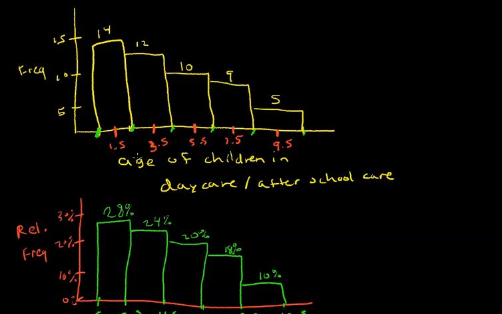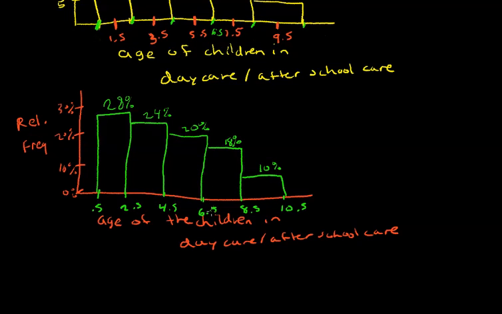Before, if you were asked a question like, how many children are more than 6.5 years old that attend daycare? Well, 6.5 is right here. You would answer that question using the frequency histogram. You'd say, 9 plus 5, so it's 14 children. Versus if you were to use the relative frequency histogram, you could tell the percentage of children that are more than 6.5 years. That'd be 18 plus 10, so 28% of the children that go to daycare are more than 6.5 years old.